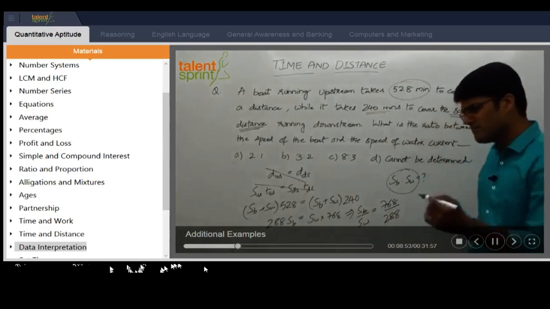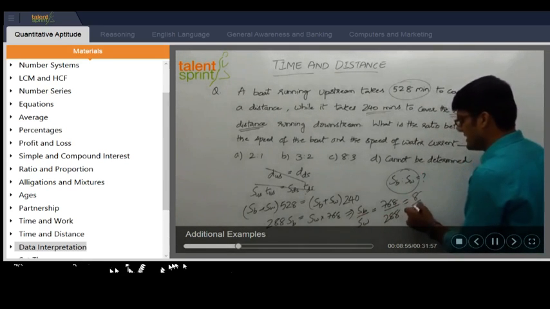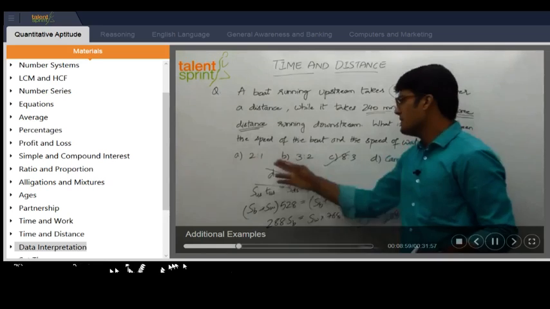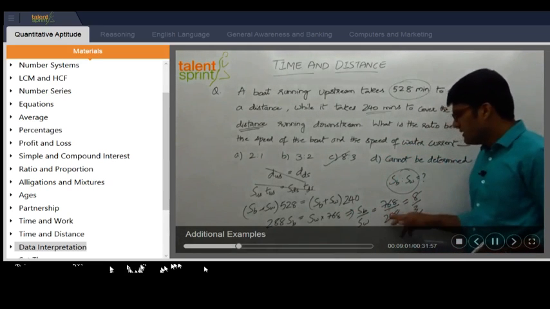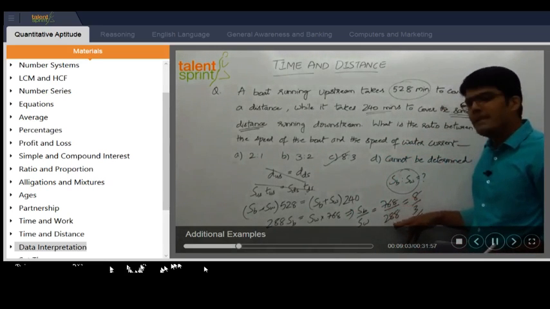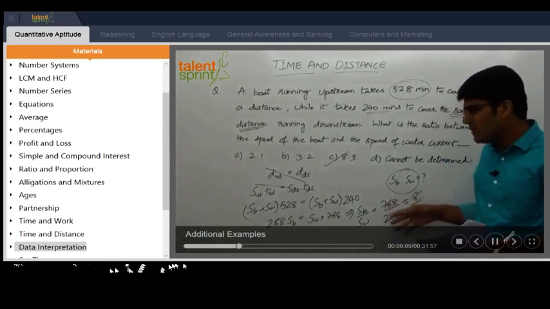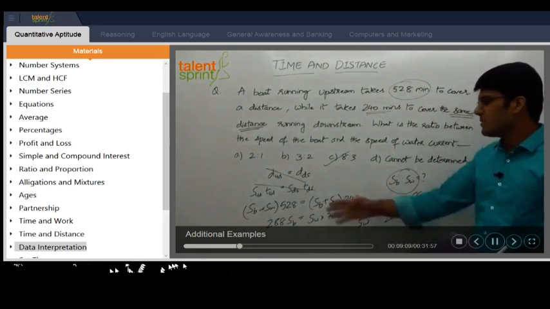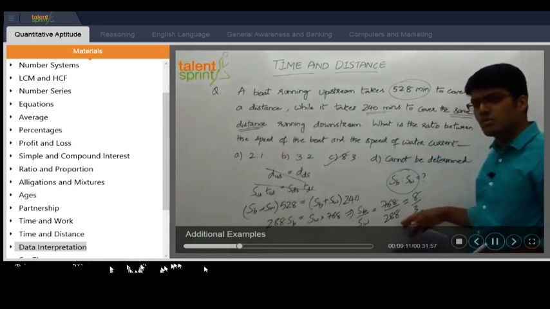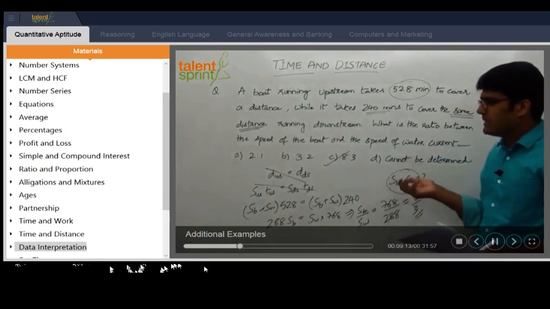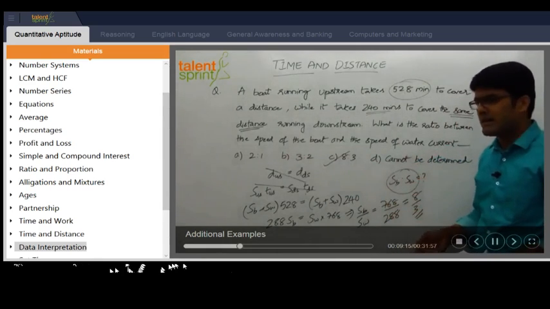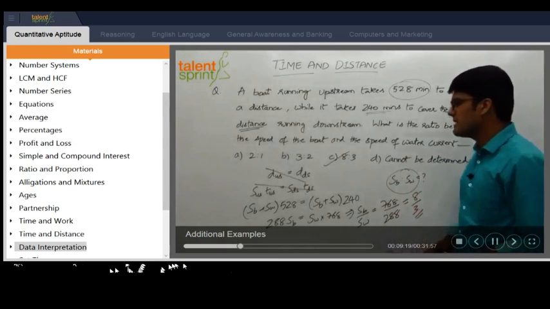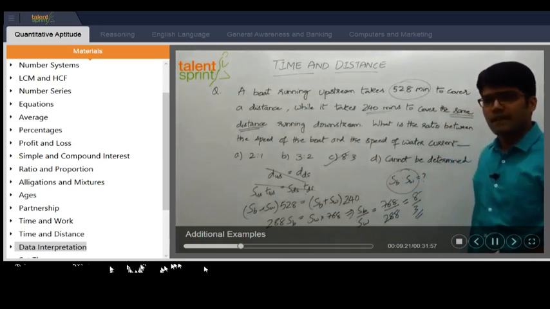768 by 288. Simplify this. Of course, it cannot be in the 2:1 ratio because if this is 1, 2 will be how much? 288 into 2. Yes or no? 288 into 2 will be in the range of 500, right? It cannot be 768. So 2:1 is ruled out. 3:2 is also ruled out. You know, calculation. The more you practice, the easier it gets. It has to be 8:3. Anyway, when you simplify it further, you get 8:3 as an answer, which is option C. Right?